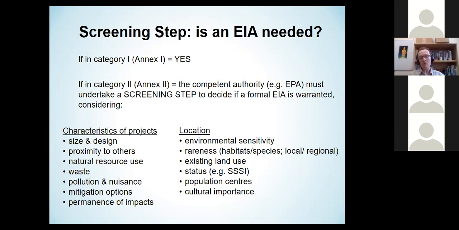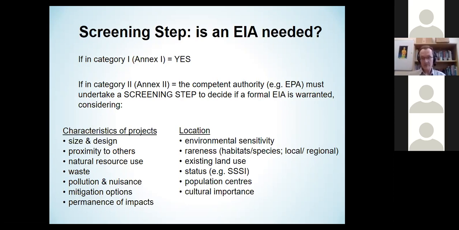In order to determine whether your project is big enough to warrant an EIA, you need to consider the size and the design of the project. How close is it to other things, to other developments? What resource use implications are there? What waste is going to be produced? Also, whether there are pollution issues and nuisance issues. So here we're talking about water pollution, soil pollution, and air pollution, and even things like dust and noise can be considered as a major impact on surrounding areas. You can also identify some of the mitigation options. And then we need to consider how permanent the impact is going to be.